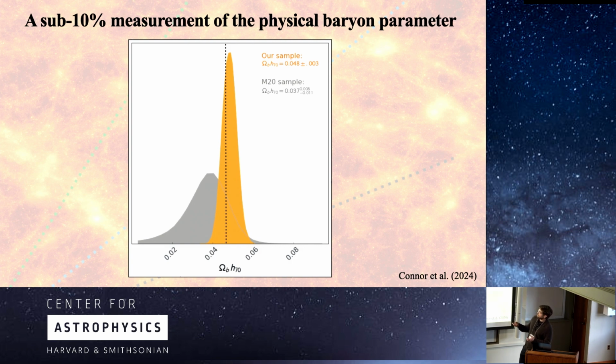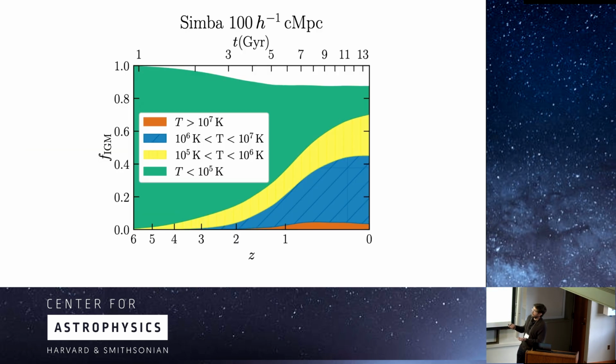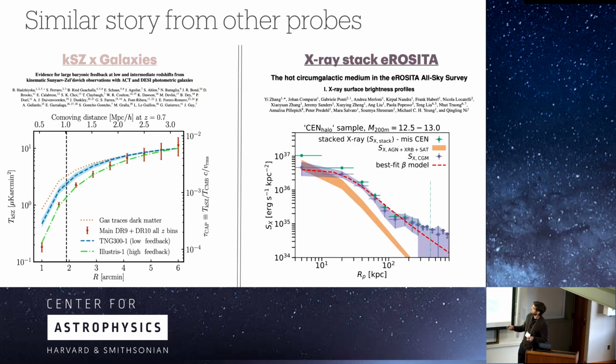But to draw this back to the purpose of the workshop, if I compare these results with simulations, you'll see that in Simba, for example, if you turn off all feedback, FIGM gets as low as 60%. In the standard suite with strong feedback, this is more like 85%. And so clearly, the fact that we're seeing a large fraction of the cosmic gas in the IGM indicates at least some efficient feedback processes that can expel or prevent gas from falling into halos. And this seems to be in line with other statistical measurements of similar things.